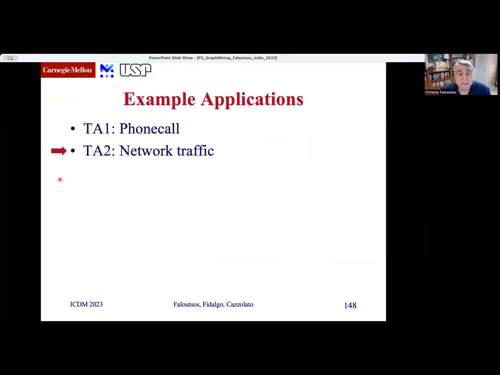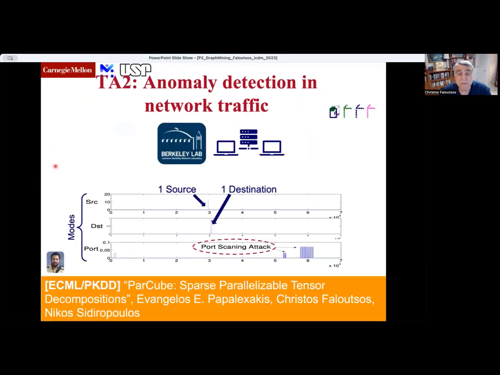The second example is network traffic, computer network traffic. This is a public data set from the Lawrence Berkeley National Laboratory, and they recorded quadruplets of data. So it's a 4-mode tensor: source IP, destination IP, port, and timestamp. In this analysis, which was spearheaded by Evangelos Papalexakis, we ignored time, so we forced it to become a 3-mode tensor.